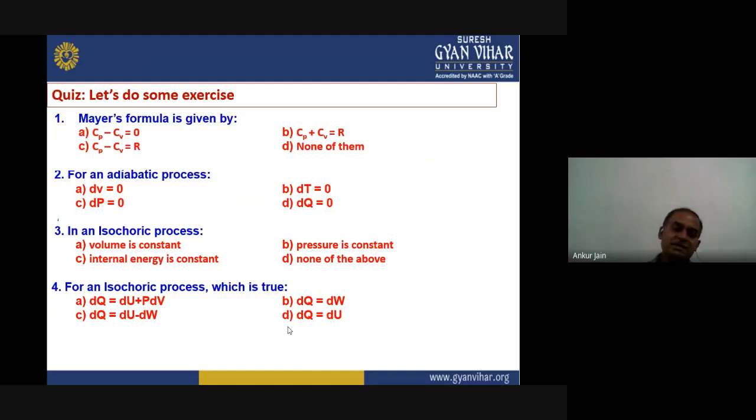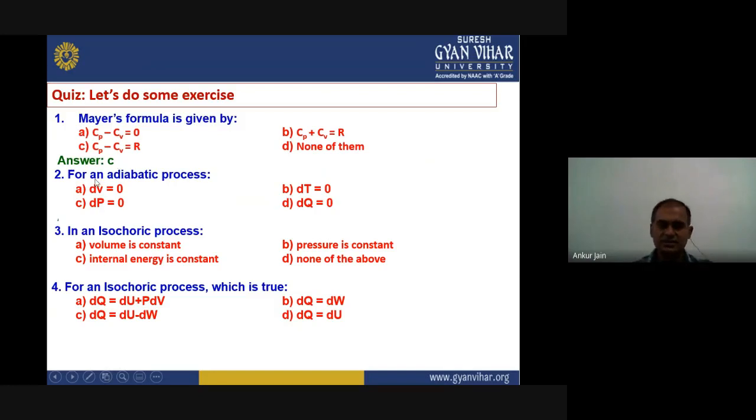We have studied the applications of the first law of thermodynamics, and according to that we will judge the knowledge. The first question for you is, Mayer's formula is given by: Cp minus Cv equals 0, Cp plus Cv equals R, Cp minus Cv equals R, or none of them. If you recall today's lecture, or we have already used this formula several times before, you know that Cp minus Cv is equal to the gas constant. So the right answer for this question is option C.